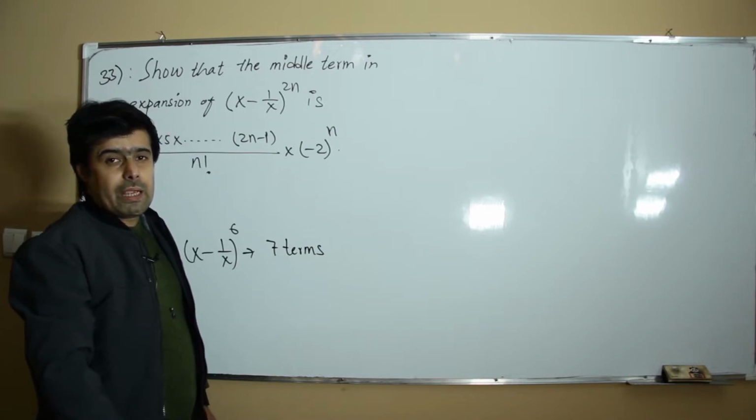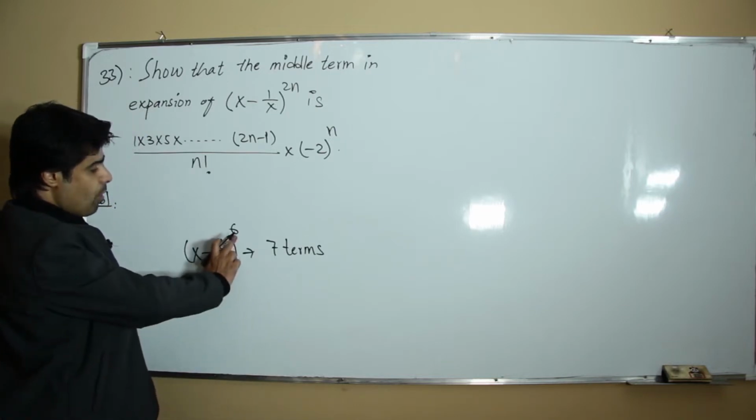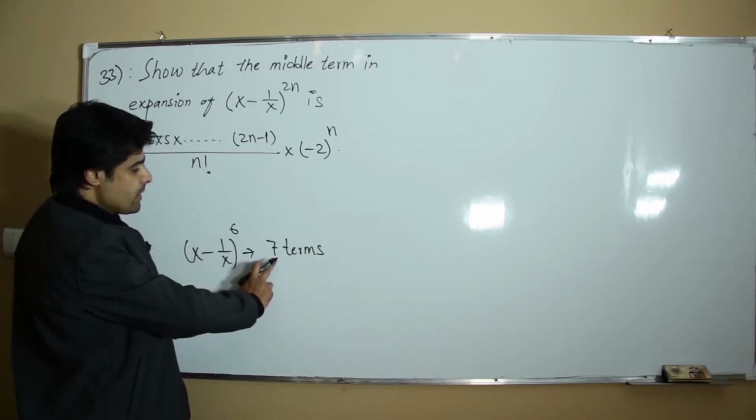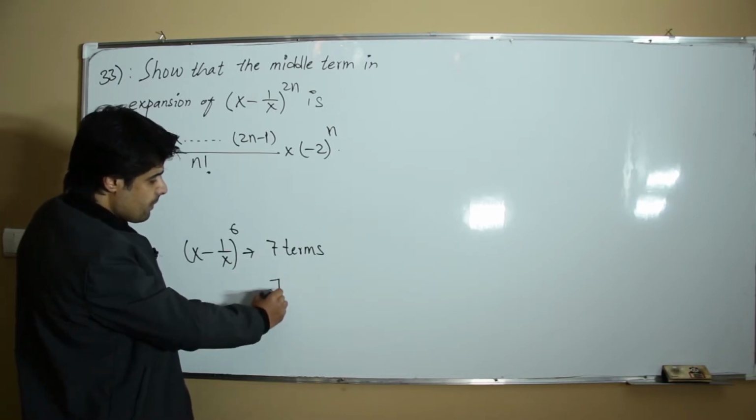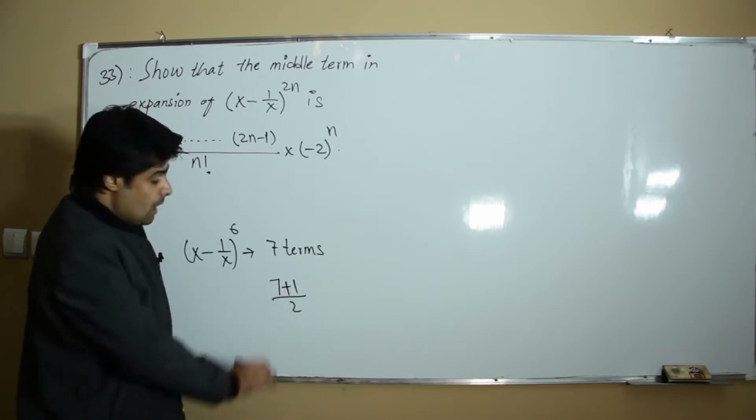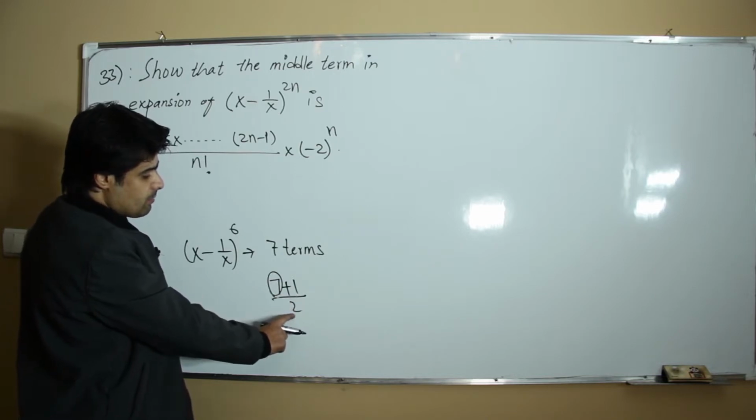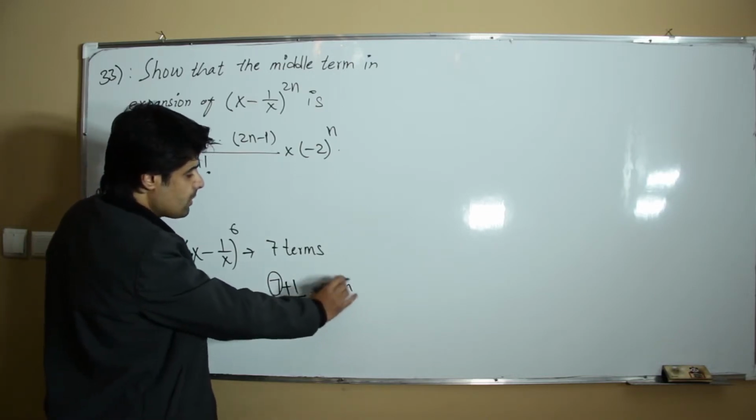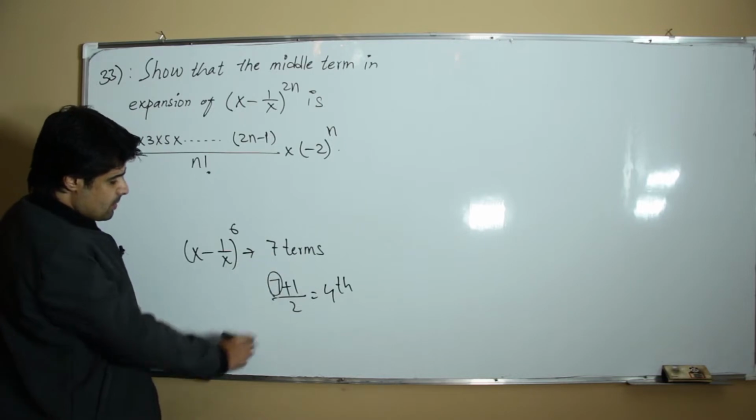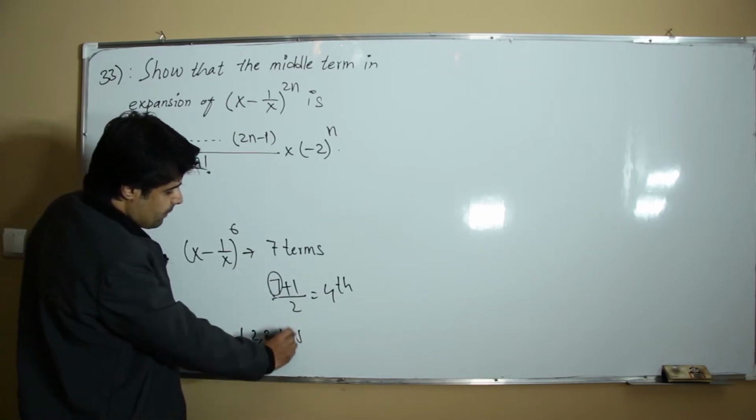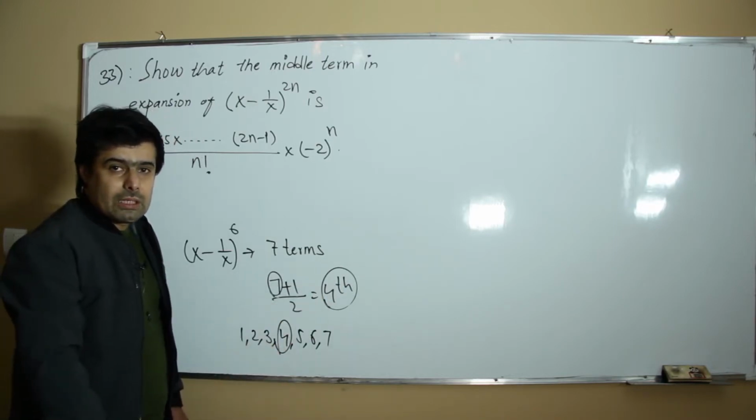In the first lecture of the binomial expansion, we explained that if the power is an even number, then we have an odd number of terms, and the middle term is 7 plus 1 divided by 2. I mean 7 plus 1, it's 8. 8 divided by 2, it is 4. Now, the fourth term is the middle one. Why? Because here, we have how many terms? 7 terms: 1, 2, 3, 4, 5, 6, 7. And the fourth term is the middle. This is the middle term.